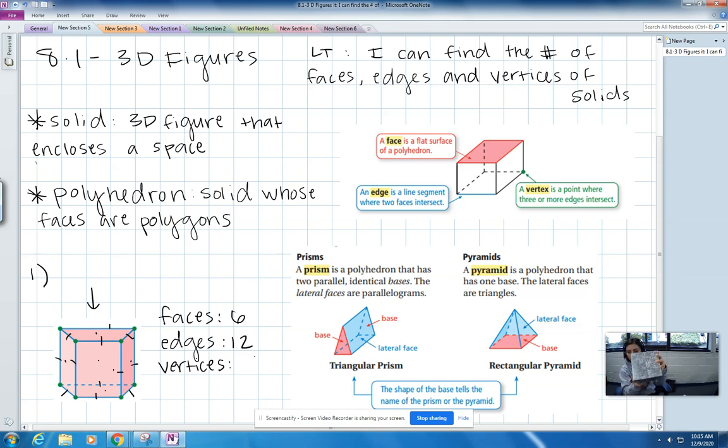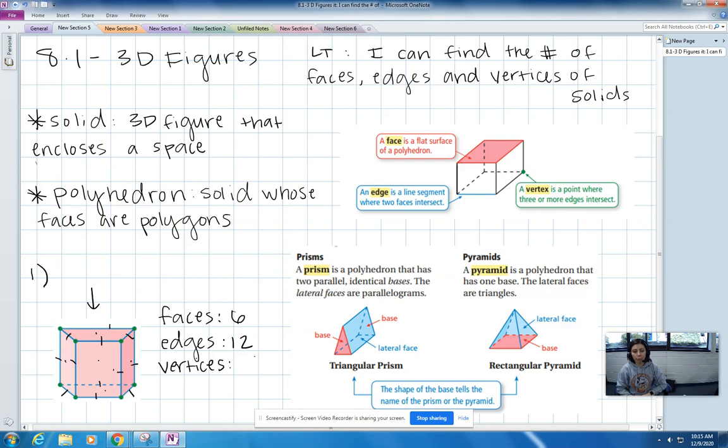Let's do that again on this figure. Let's see how many edges we have. Well, I see there's 4 along the top: 1, 2, 3, 4. 4 along the bottom: 5, 6, 7, 8. And then I have all these sides: 9, 10, 11, 12. So this one again has 12 edges.